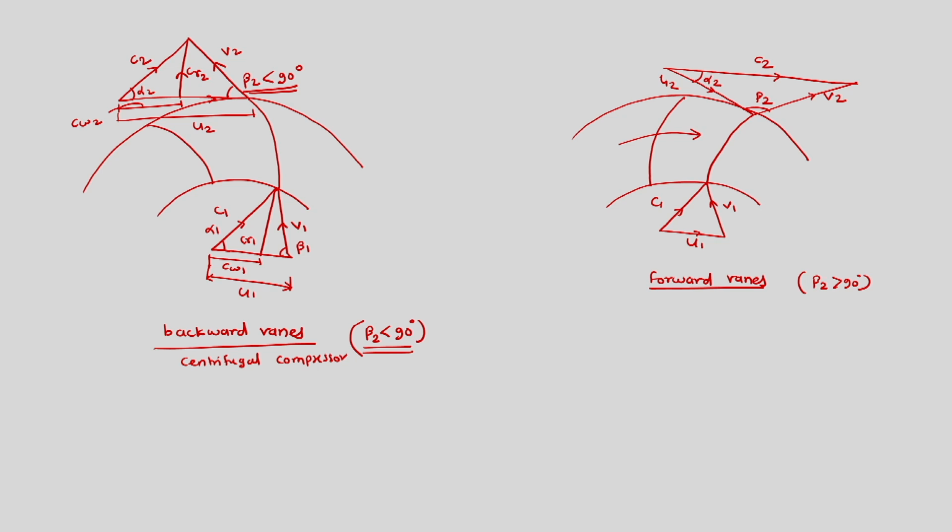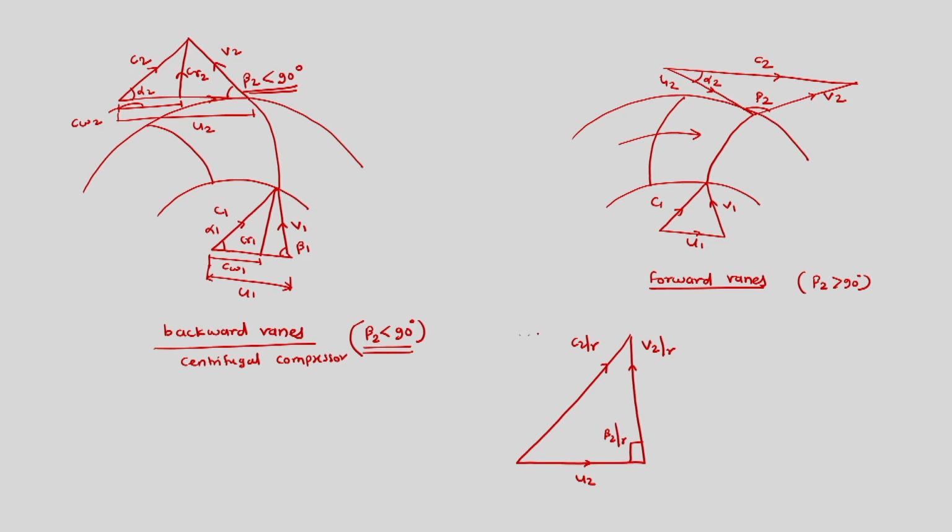So now for the same inlet velocity triangle we have three options: one is radial, forward curved, and then backward curved. Then we can have three velocity triangles which are possible for the same inlet triangle. So the first velocity triangle at the outlet was like this, where this is U2 and this is V2 for radial, this is C2 for radial. This is beta 2 for radial which is 90 degree.